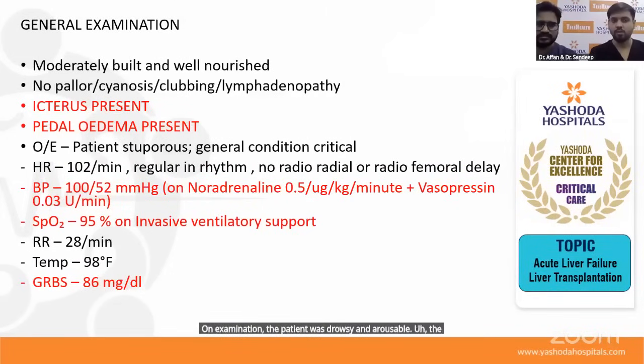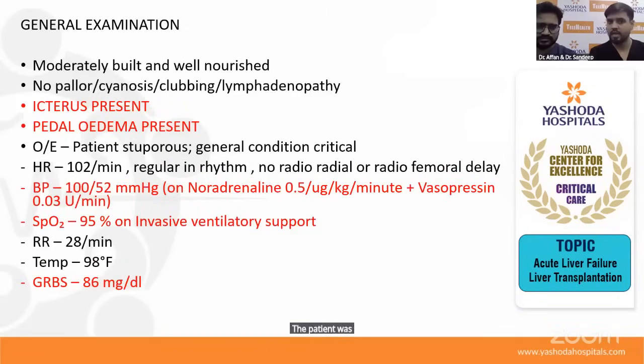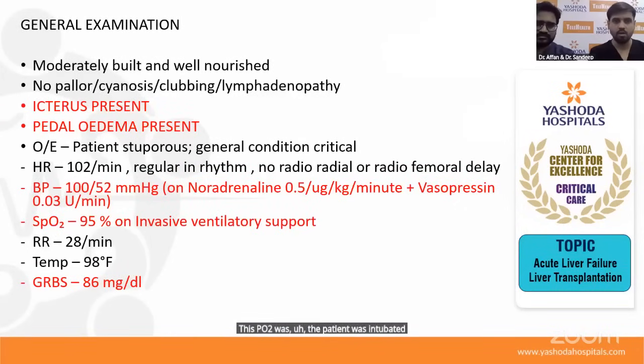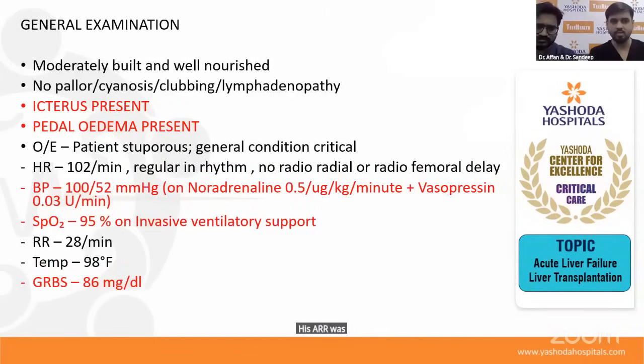The heart rate was about 102 beats per minute. The blood pressure was 100 by 50 mmHg. The patient was on noradrenaline at 0.5 microgram per kg per minute, along with vasopressin at 0.03 units per minute. The patient was intubated on invasive mechanical ventilatory support with a saturation of 95%. His RR was 28, and his GRBS was around 86 milligram per deciliter.